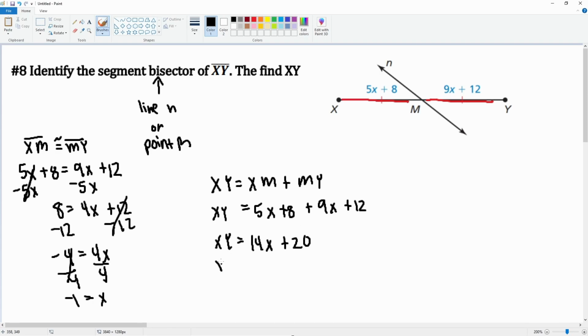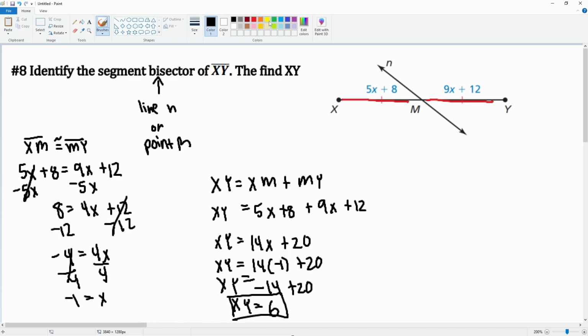Now I'm going to substitute in the -1 for the x. -1 times 14 is -14, plus 20. That's what XY is. So XY is equal to -14 + 20, which is going to be 6. That means if you would like to know, this piece is 3, this piece is 3, and in total, the whole line segment XY becomes 6.